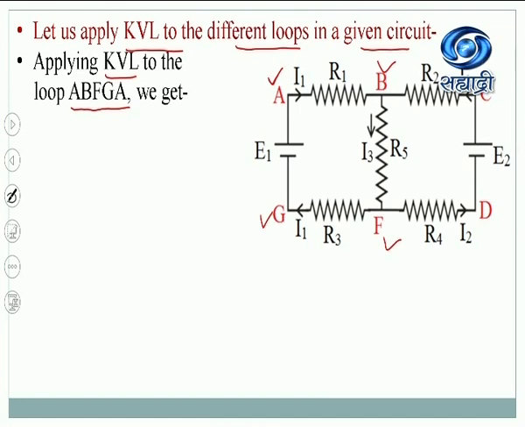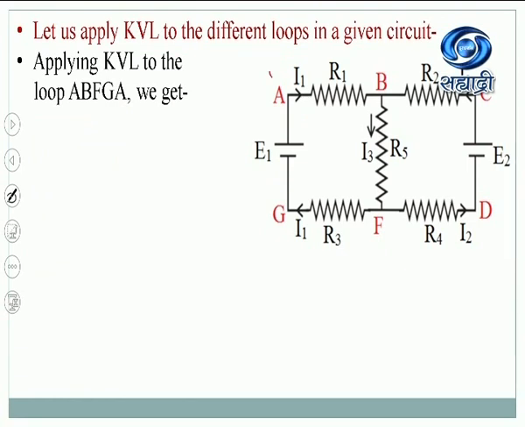What we had seen in sign conventions: if we are going in the direction of current, potential drop is negative. If we are going against the direction of current, potential drop will be positive. If we are going from negative to positive terminal, EMF will be positive. If we are going from positive to negative terminal, EMF will be negative. So that is what we had seen in the sign conventions. Now we shall apply this to this loop.